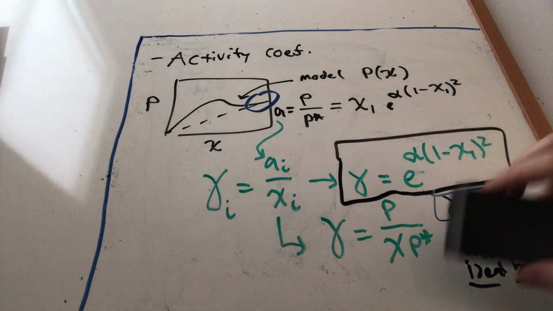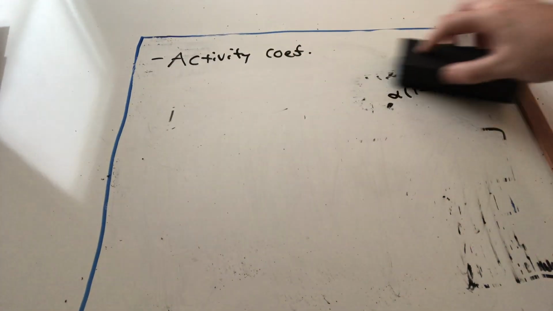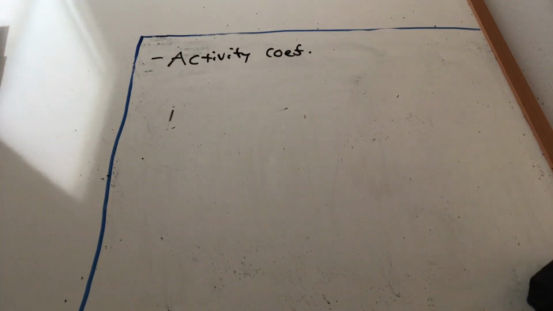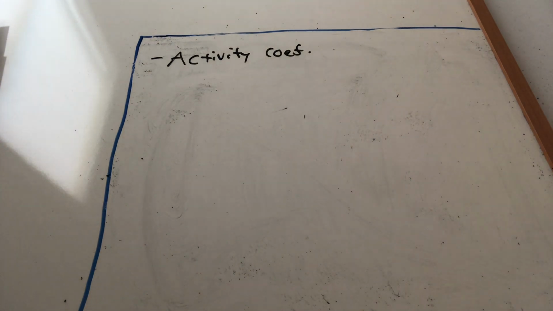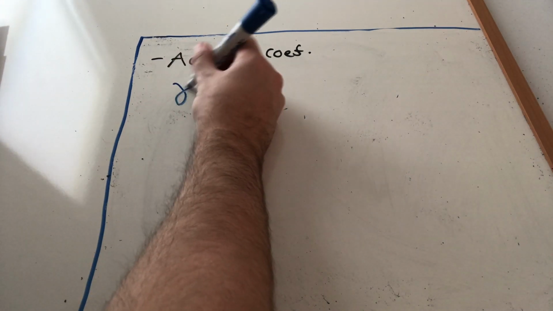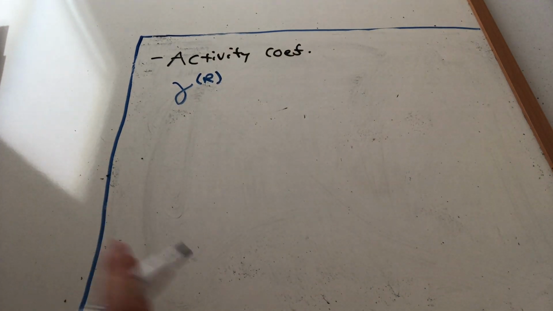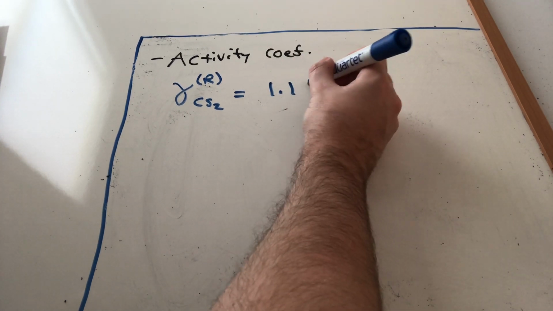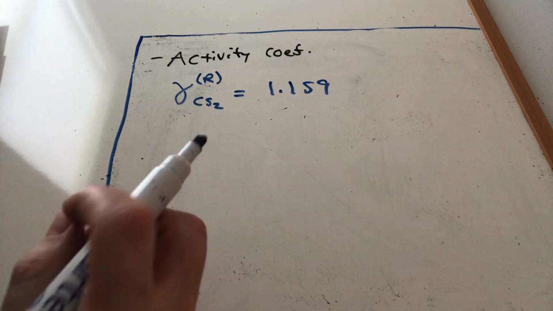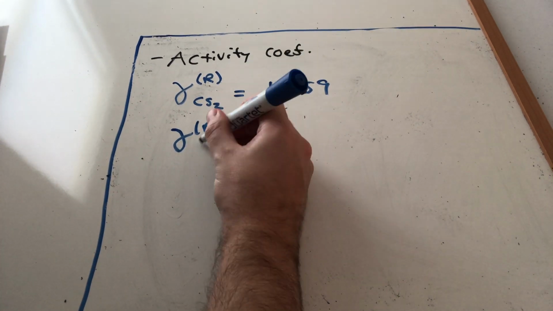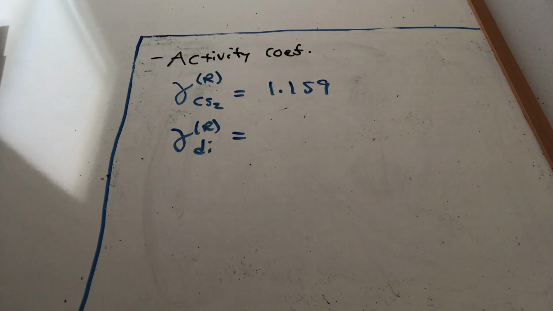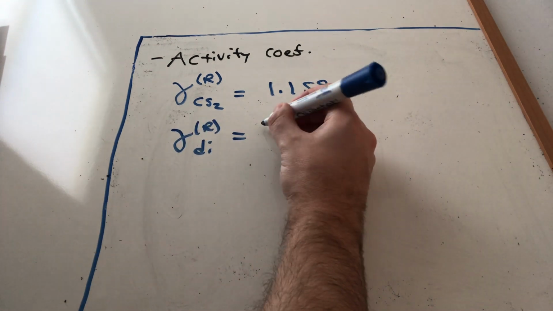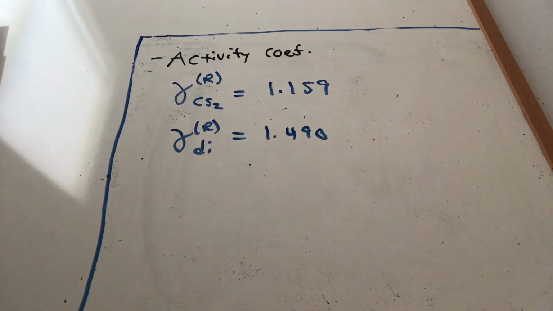So to continue with the example from your book, using a Raoult's law standard and looking at that CS2 in dimethoxymethane solution, what you get is they actually calculate some gammas based off the Raoult's law standard using those formulas that we just went over previously on the board. What they get for gamma for CS2 using our Raoult's law standard is 1.159 for that solution that had that particular chi of CS2. And for the dimethoxymethane, what they get is a gamma of 1.490.